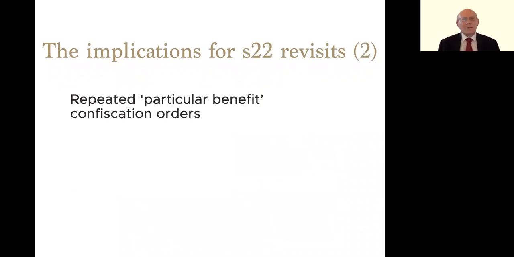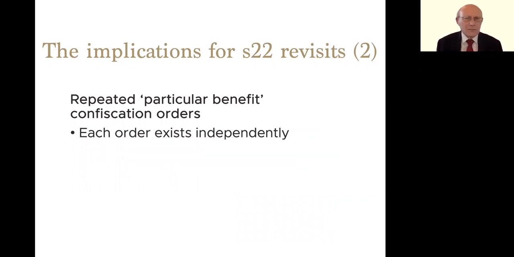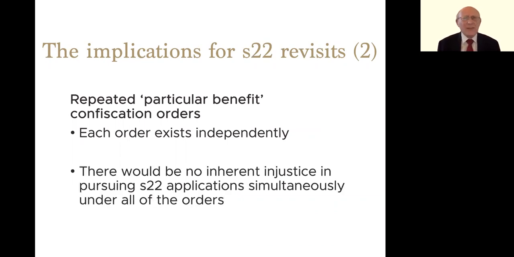What about somebody who's got repeated particular benefit confiscation orders, so not criminal lifestyle orders? Well, each order exists independently, and there would be no inherent injustice in pursuing Section 22 applications simultaneously under old orders and new orders, because you're talking about different benefit in those orders. You're not duplicating anything.